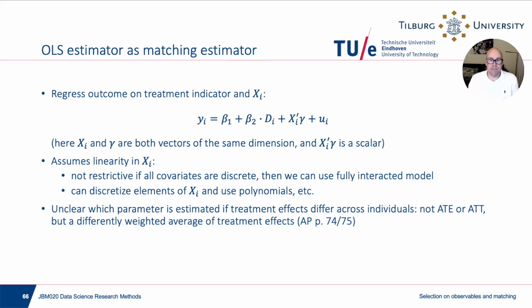However, it's actually unclear which parameter is estimated when we do that, right? And in particular, which parameter is estimated if the effect of d, which here is this beta 2, also depends on x, right? Because we haven't really captured this in this model here. And in general, we will neither estimate the ATE nor the ATT, but some other weighted average of treatment effects.